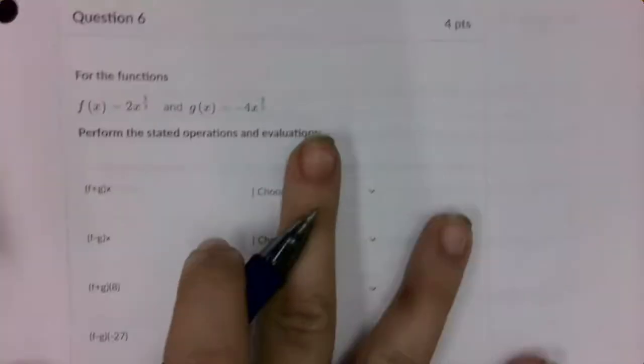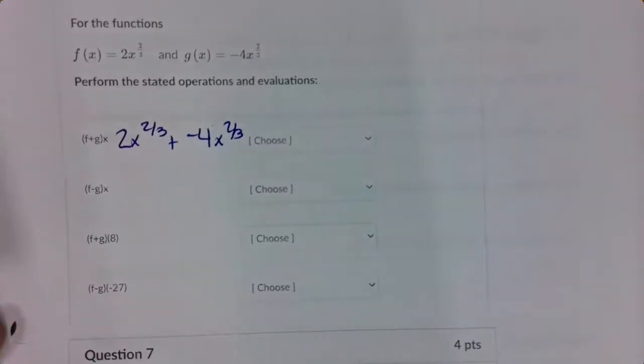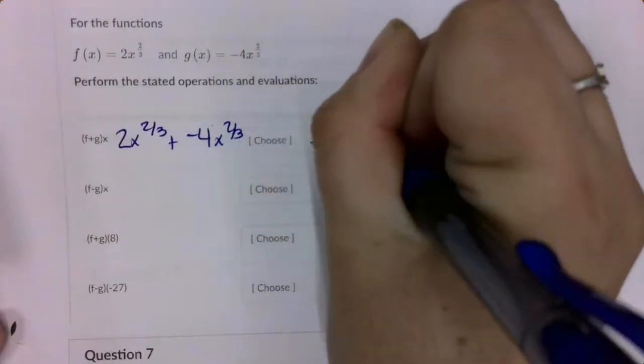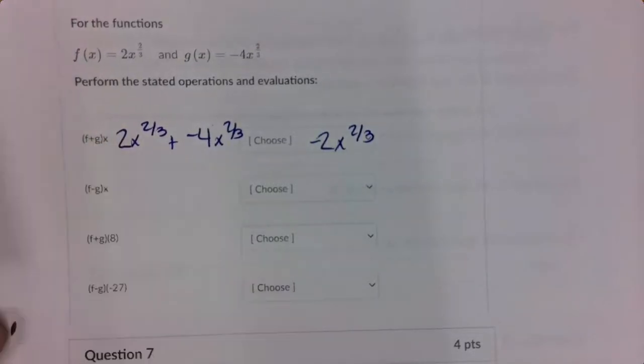Okay, this next one wants me to find the function operations and then to evaluate. So the first one is just adding the 2 functions together. So I have 2x to the 2/3 plus negative 4x to the 2/3. I just add the numbers out front when I'm adding the 2 functions. It's going to give me negative 2x to the 2/3. And again, I know I'm adding because of this plus sign down here.